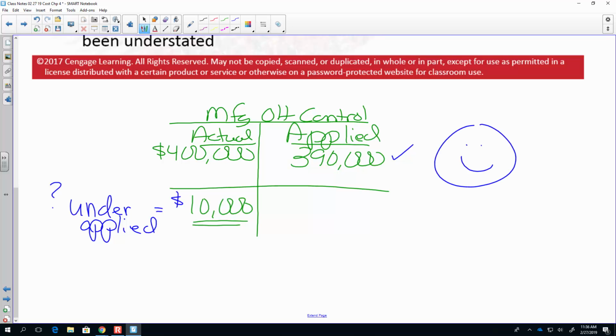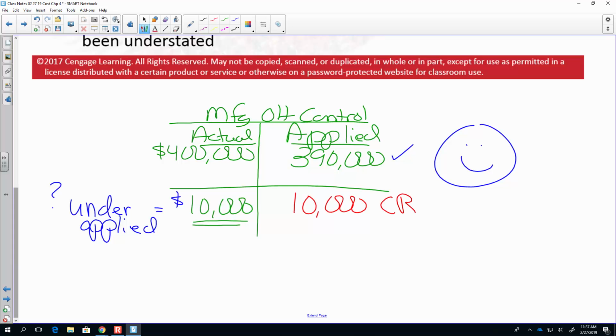I love T accounts. This is a great opportunity to use them, to make sure that you get that in the right direction. Including what? Guess what? I gotta make the journal entry to get this to 0, right? As part of the reconciliation process. How do I get this manufacturing control account to 0? What do I have to do to this account? Credit 10,000. So here's my adjusting entry.